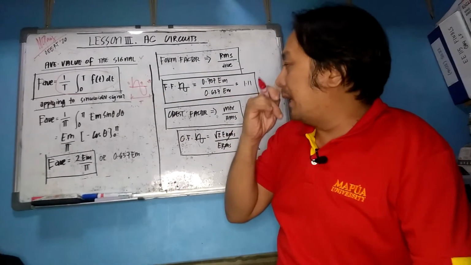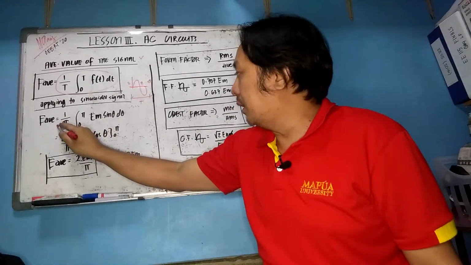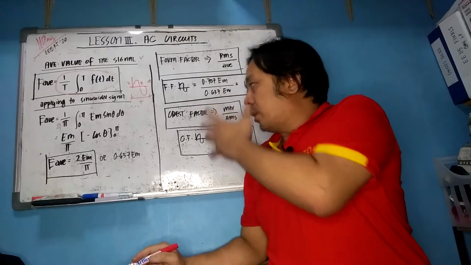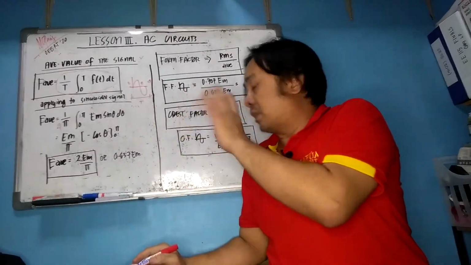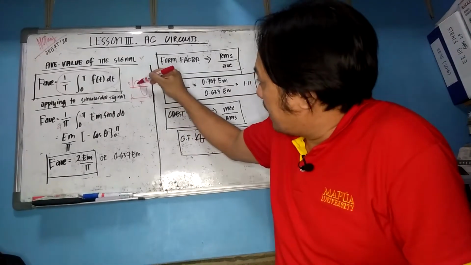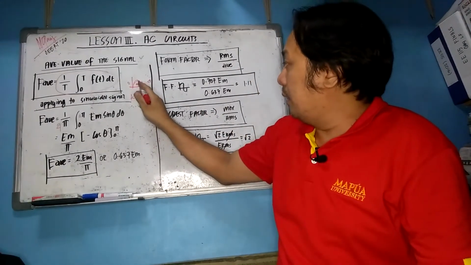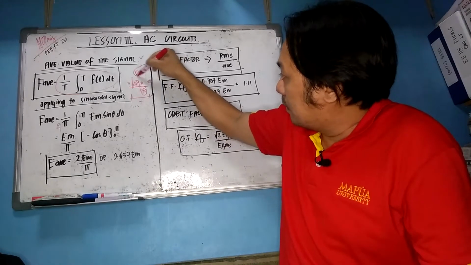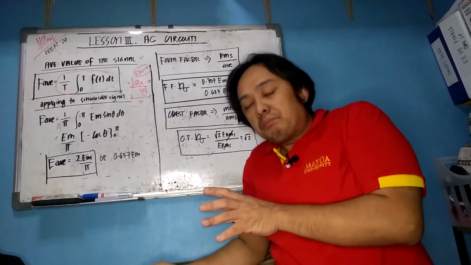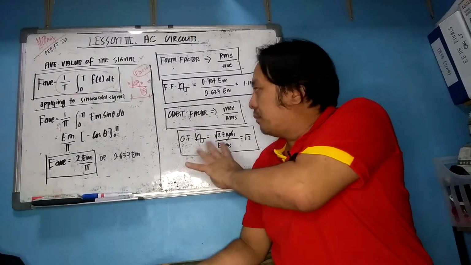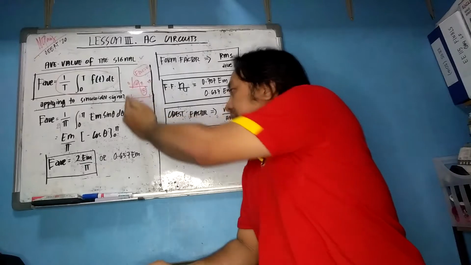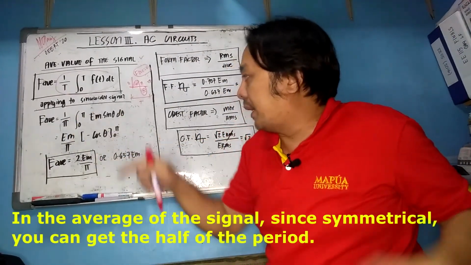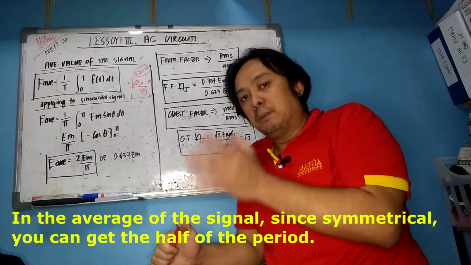However, if I use the whole signal here, which is 2 pi, the answer will definitely be 0 in the average. Simply because, as you can see from the signal itself, there is the positive peak and the negative peak. They will only cancel out. So the average here is automatically 0, by common sense. So instead of having a value of 0, you just get the half of the signal so that you can get the average. So instead of 2 pi, I use pi as our period.